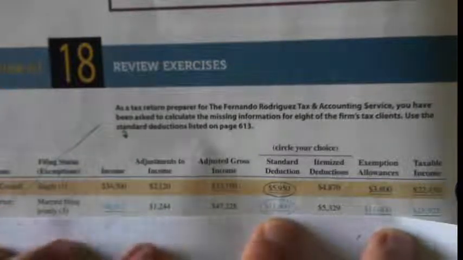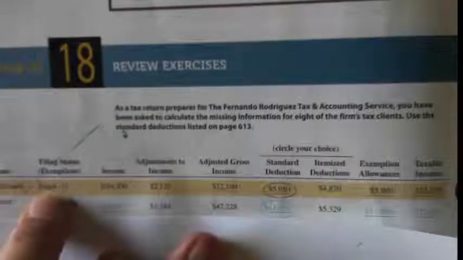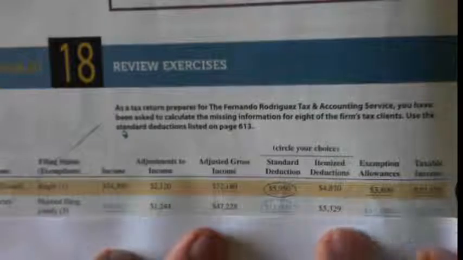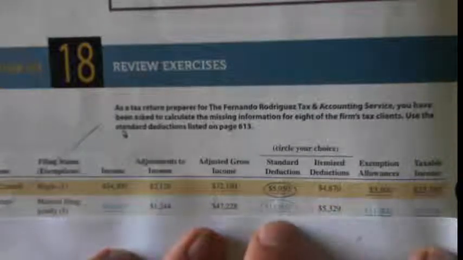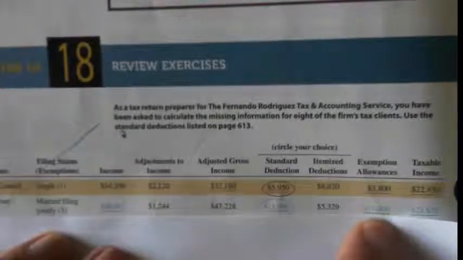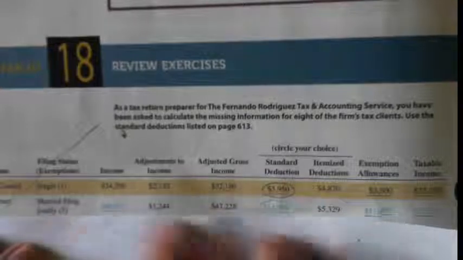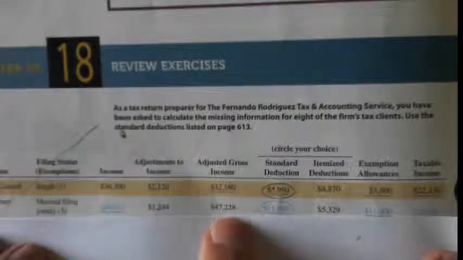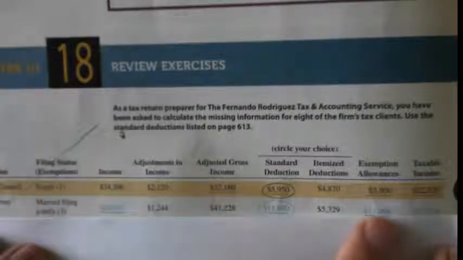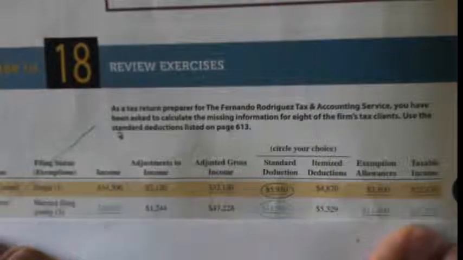Then it's a standard deduction based on this, the married filing jointly or single or whatever, on chart 613. They had some itemized deduction, but your standard was better. Your number of exemptions is based on the 38 times the 3, and then you would subtract your standard deduction, subtract your exemption allowances to get your taxable income.